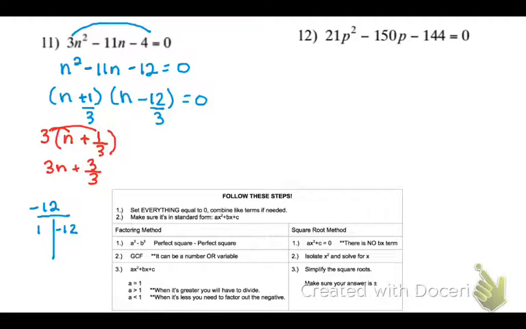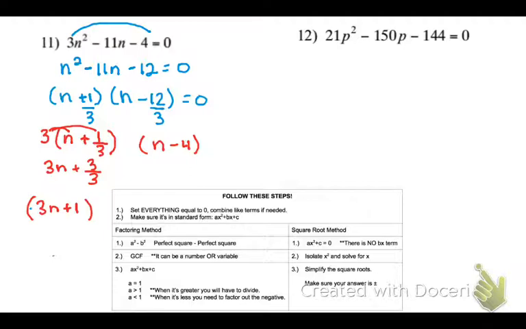Let me erase this so I have room. So basically, you have 3n plus 1. That is what you're left with. Now for the next one, negative 12 divided by 3 gives you a nice number, which means you don't have to do all of this. Because negative 12 divided by 3 is negative 4, your next one would be n minus 4. So these are your two factors.